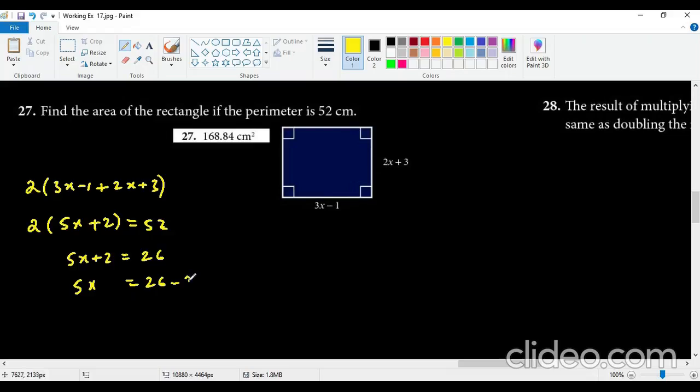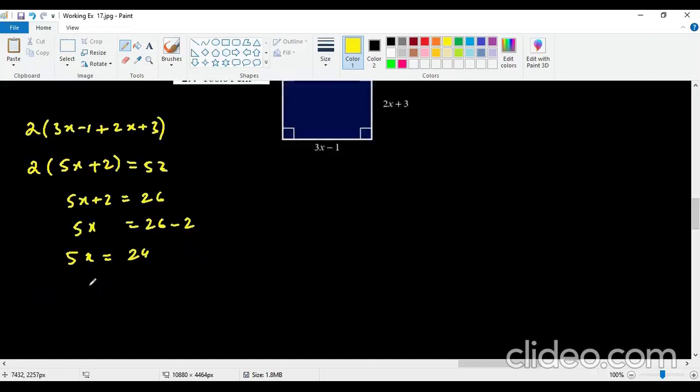That means x will be equal to 24 over 5x. So 24 divided by 5 is going to give us 4.8. So the value of x is going to be 4.8.